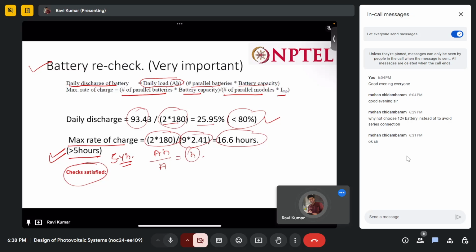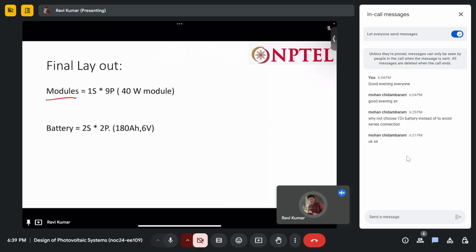So now we will see the final layout that we have obtained. So we have modules 1 in series, 9 in parallel, 40 watt module. Batteries 2 in series, 2 in parallel, 180 ampere hour, 6 volt battery. So this is the final layout.